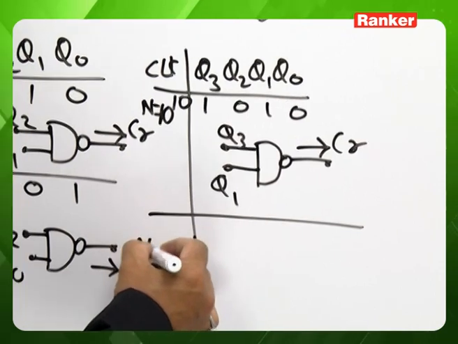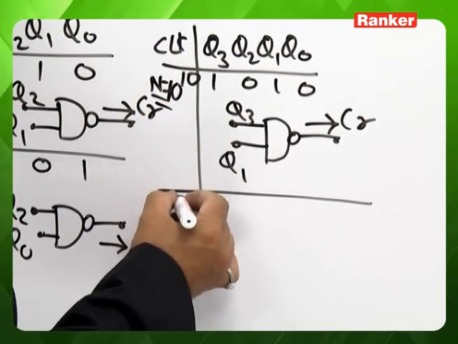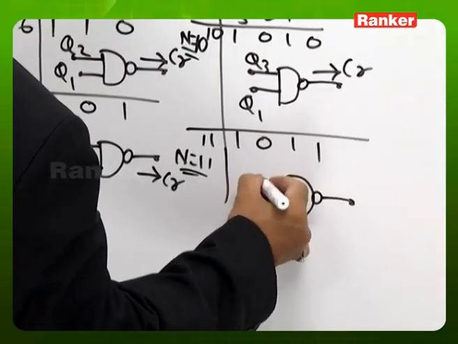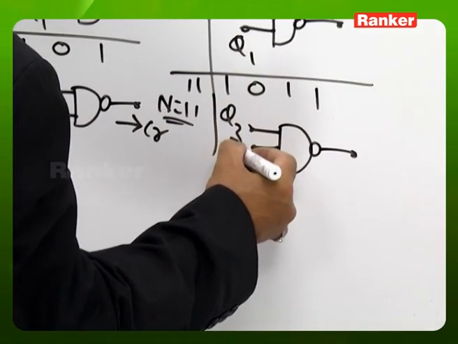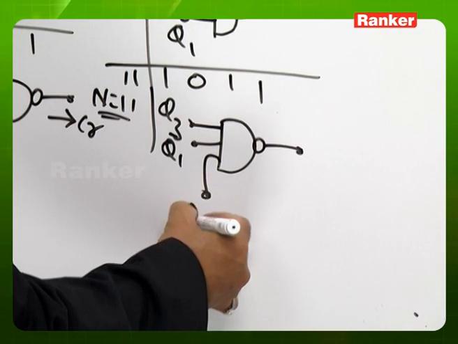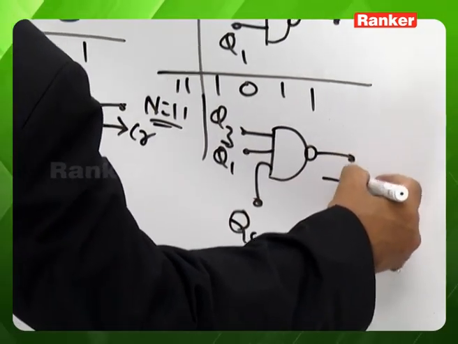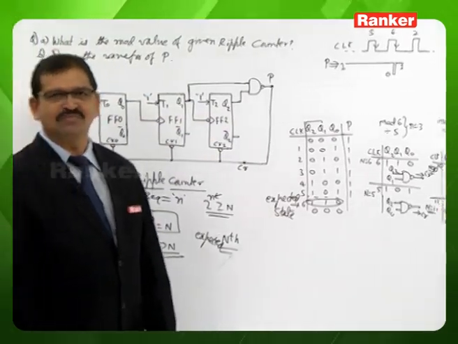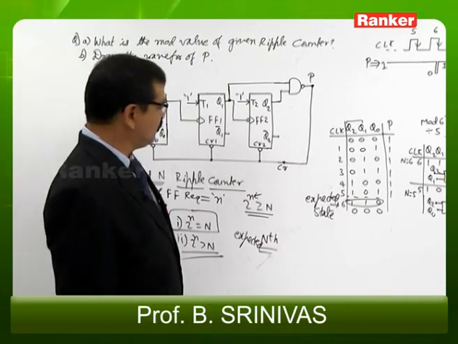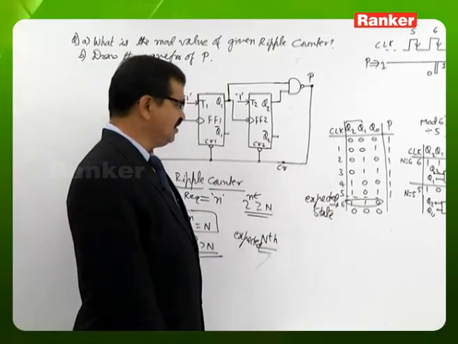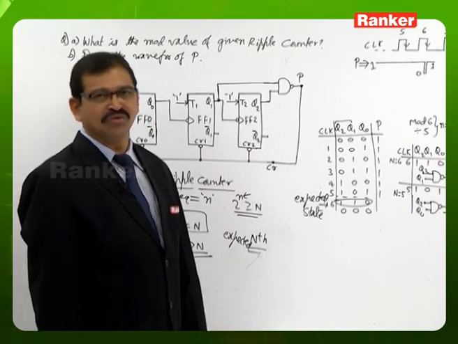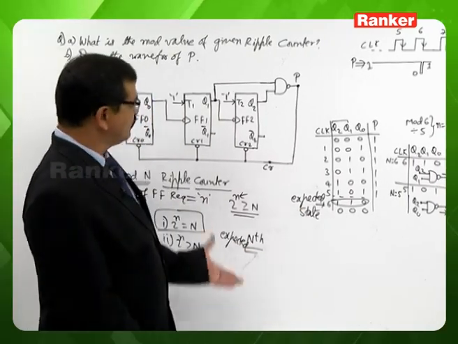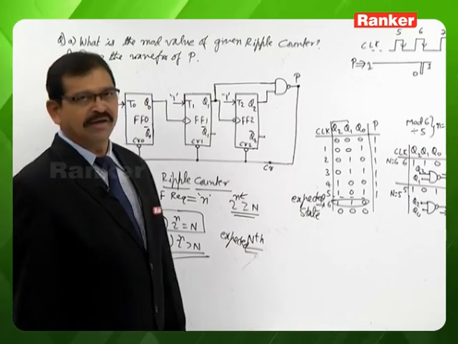If you want a mod 11 counter, the expected state at the 11th clock pulse is 1011, so the NAND gate inputs will be Q3, Q1 and Q0. The NAND gate output is coming as a clear input of all the flip-flops. Based on this understanding, in general we can build a mod n ripple counter of any size: mod 20, mod 25, mod 30, mod 60, mod 50 or anything else. So it is enough to understand how to build a mod n ripple counter in general.